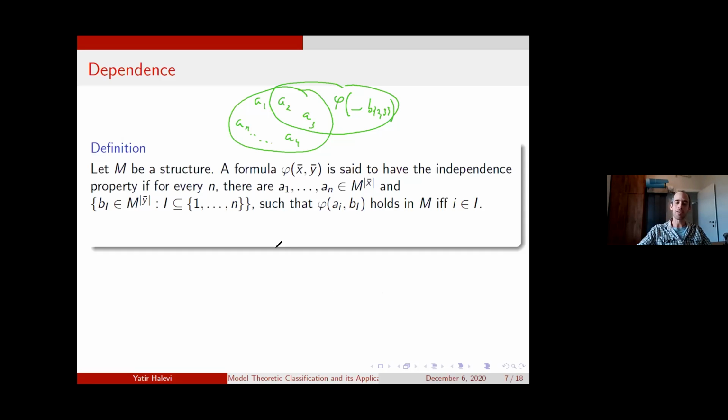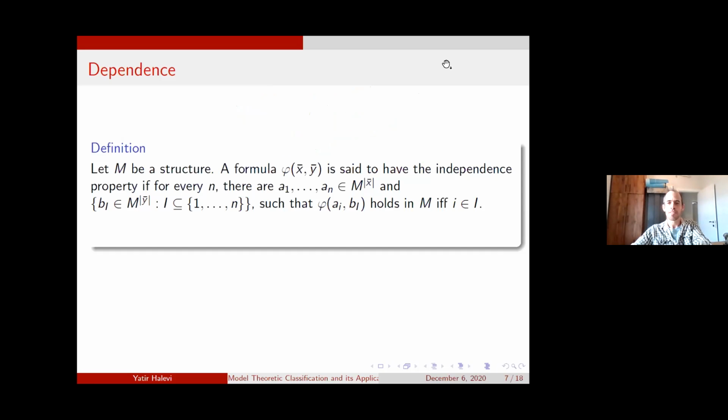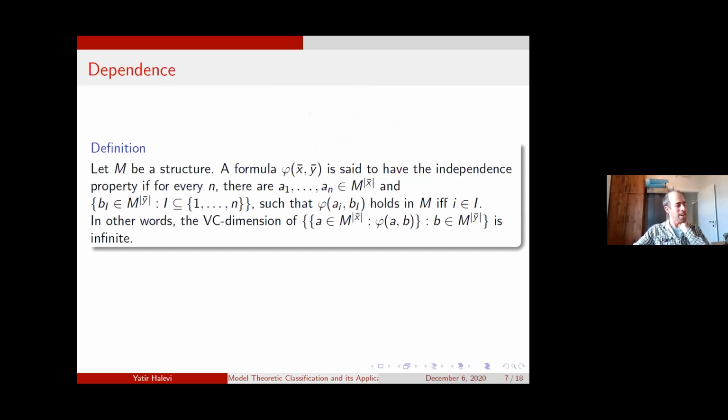I use shadow because there's a connection to machine learning. In machine learning there's a dimension called Vapnik-Chervonenkis dimension, VC dimension, and it exactly means that the VC dimension of this family of sets that you can get is infinite. It means that every time you choose a finite subset as large as you want, our formula phi can always pinpoint every finite subset of our set. So this notion of VC dimension was defined independently in model theory and in machine learning and in combinatorics around the same time.